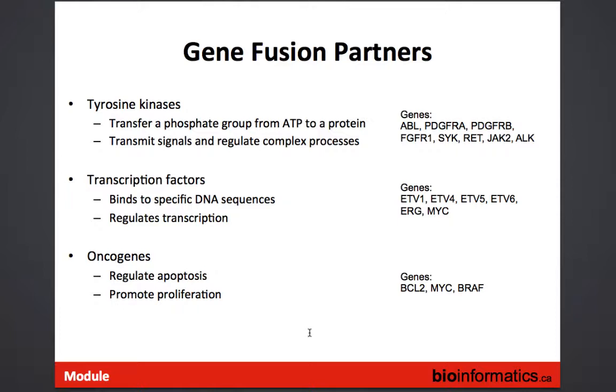So we can look at the gene fusions that we've already discovered and try and understand what the content is of this collection of genes that tends to form fusions with other genes. And a predominant group is the tyrosine kinases. These are genes that transfer a phosphate group from ATP to a protein, and they're involved in signaling, and they regulate complex processes in the cell. And there's some examples on the right. Transcription factors are another large class of genes that form fusions. The ETS genes and MYC are an example of that, and then there's also the proto-oncogenes, such as BCL2 and BRAF.